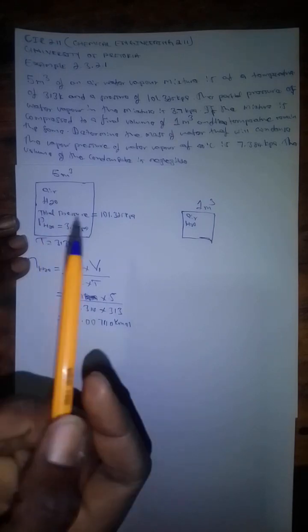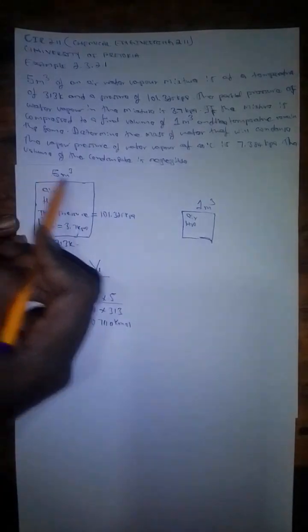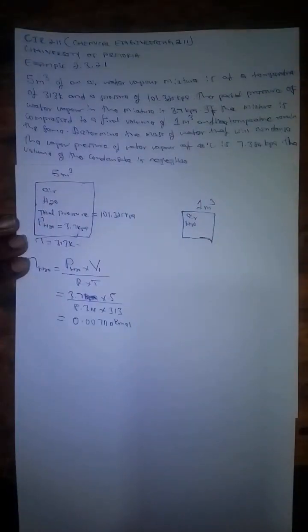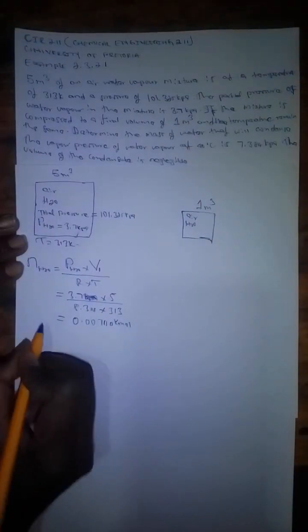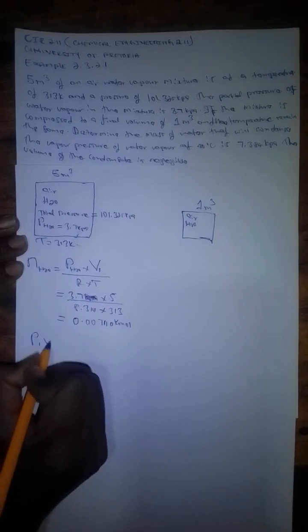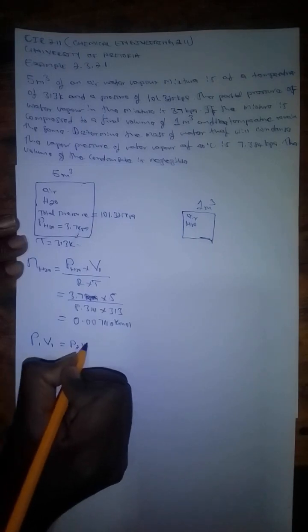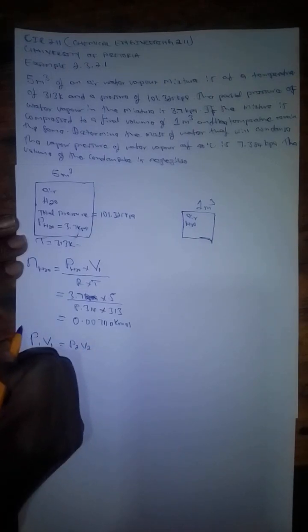Otherwise, there won't be liquid water there. So now how do we check if really this reduction of volume has a capacity of raising the pressure beyond the vapor pressure? There's a little test we can do. We can just say P1 V1 is equal to P2 V2. Let me just highlight here that this is the water vapor.